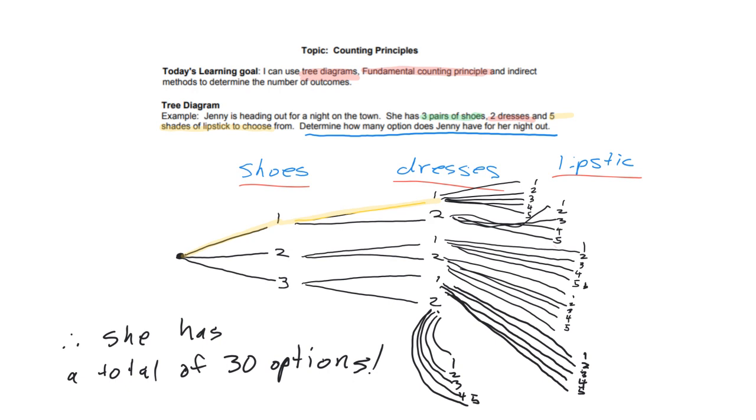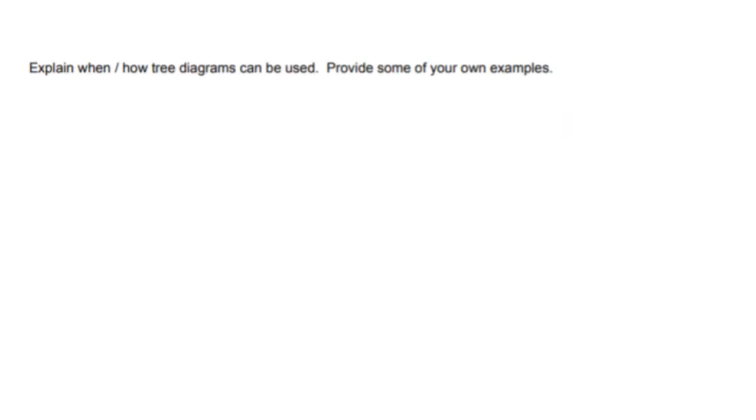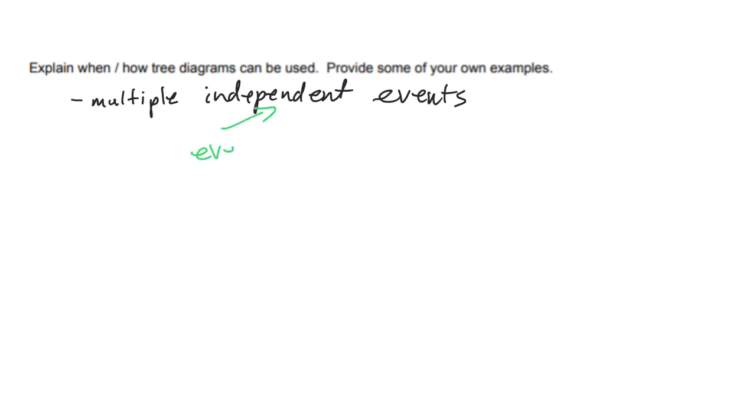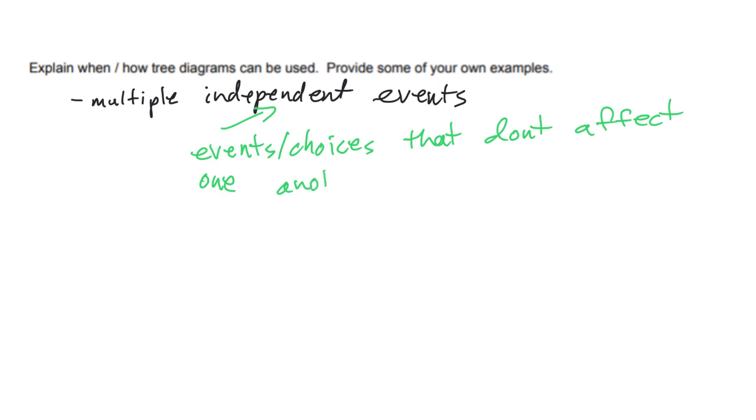Now, pause the video. I'm going to ask you to answer this specific question that I came up with for you. It says, explain how tree diagrams can be used. Well, the first thing that you need to understand is that they are made up of multiple independent events. When you hear the concept of independent events, we're actually talking about events or choices that don't affect one another. So, for example, if I choose my shoes, that doesn't affect my choice in lipstick, like we had in our first problem set.